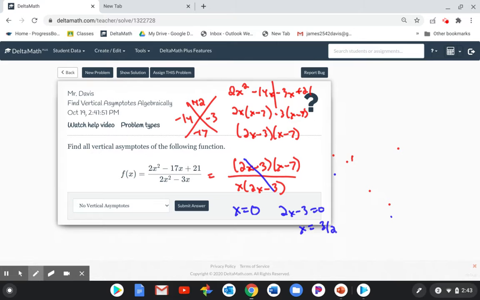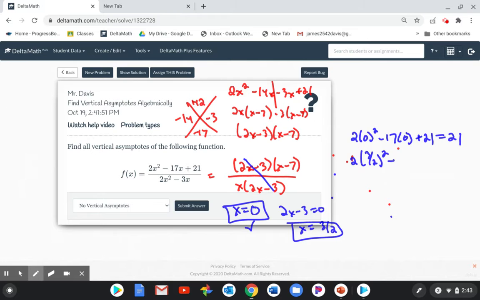And then what you do is you take these two, and you plug them in the top and see if you get 0. So I plug my first one in, 2 times 0 squared minus 17 times 0 plus 21. That is going to give me 21. So we know that is not going to give you 0, so that means this is good because it didn't give me 0. And then I plug in my other one, 2 times 3 halves squared minus 17 times 3 halves plus 21. See what this equals. You should be able to evaluate this without a calculator.